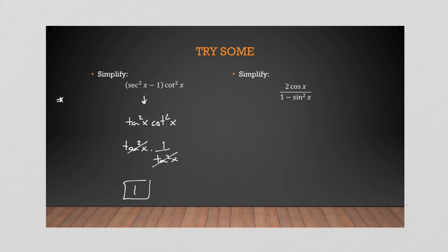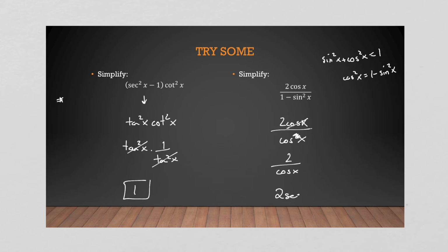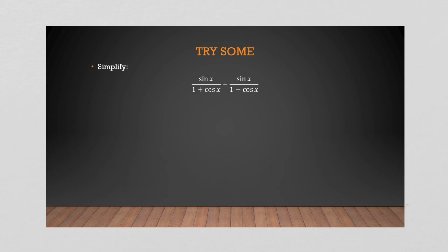For the example on the right, 2 cos x, can't really do anything to that. 1 minus sine x. That was exactly from what we just looked at on the last slide. We take our Pythagorean identity, so you subtract sine x on both sides, you get cos squared x. So now we have 2 cos x over cos squared x, and then one of the cosines on the top will cancel with one of the cosines on the bottom. So then we have 2 over cos x, and that is a reciprocal identity we can write as 2 secant x. So we have simplified that scenario. We're going to do a few more here.